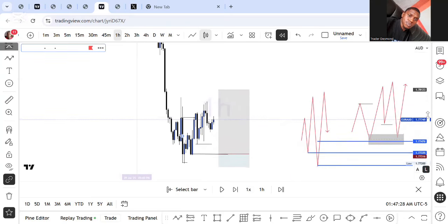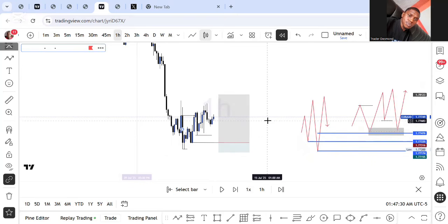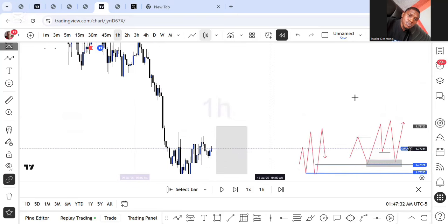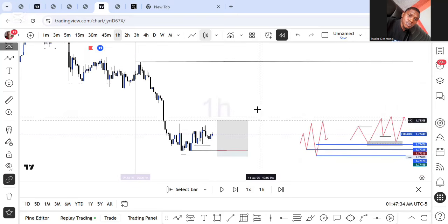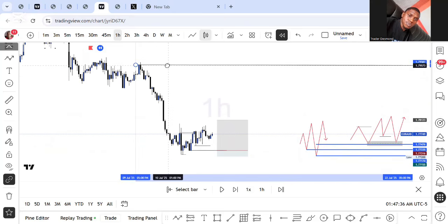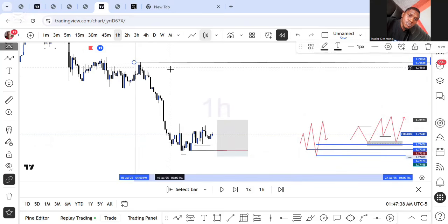So you can target, as the rule stated, the CRT high or CRT low, which serves as our take profit. Because in a CRT, the high or the low serves as a liquidity point, and what does price do in the market?